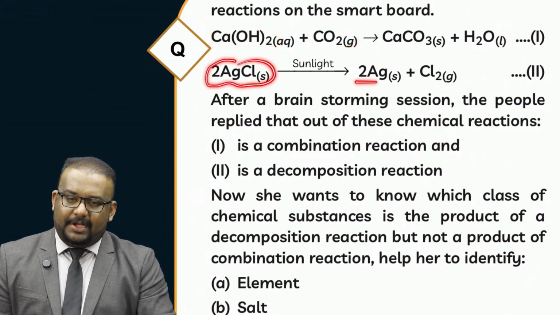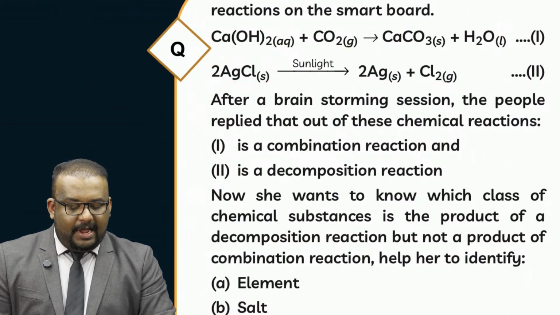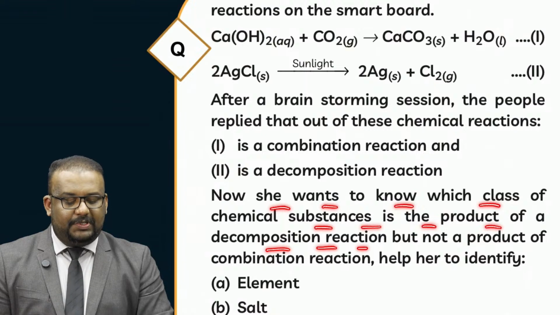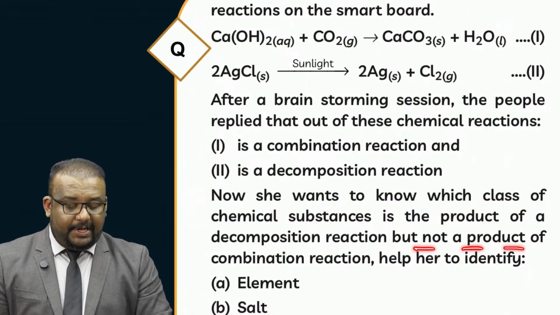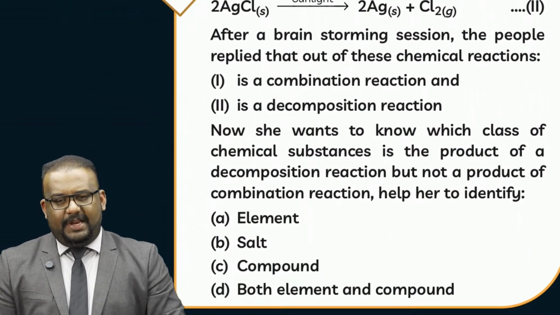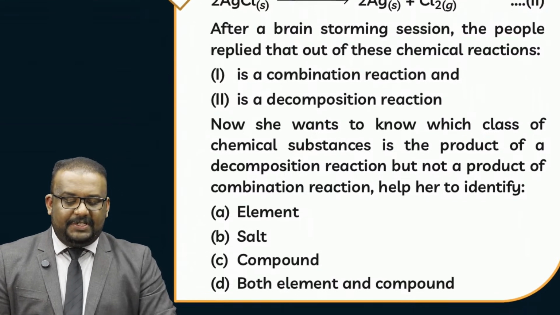Here AgCl is decomposing to silver and chlorine. Now she wants to know which class of chemical substance is the product of a decomposition reaction but not a product of a combination reaction. Help her to identify. This is a very basic question but a very important question which needs a proper conceptual understanding.